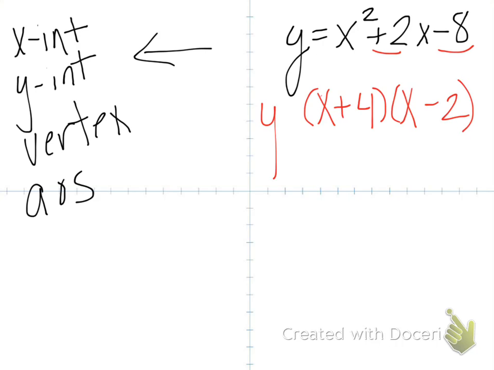All right, so right now I have y equal to the product of x plus 4 and x minus 2. If I set my factors equal to 0, meaning set y equal to 0, because I'm trying to find the intercepts, I would find x.